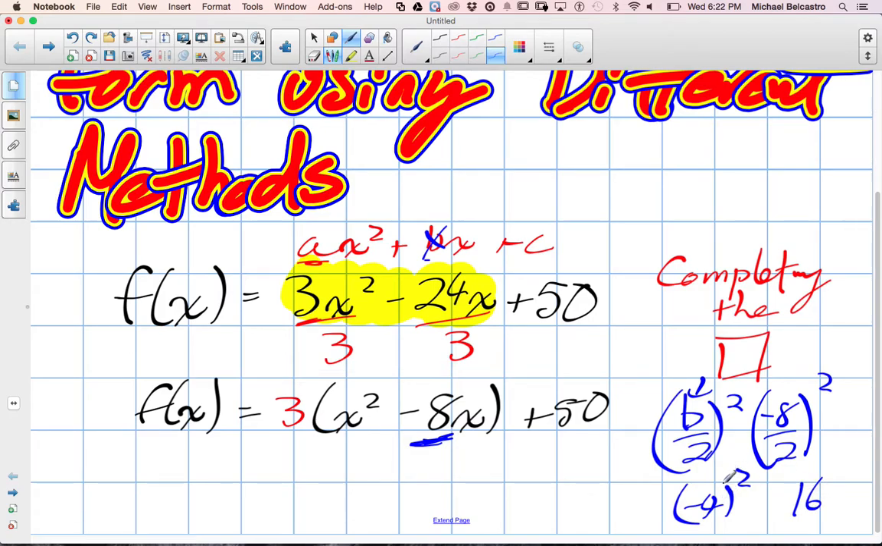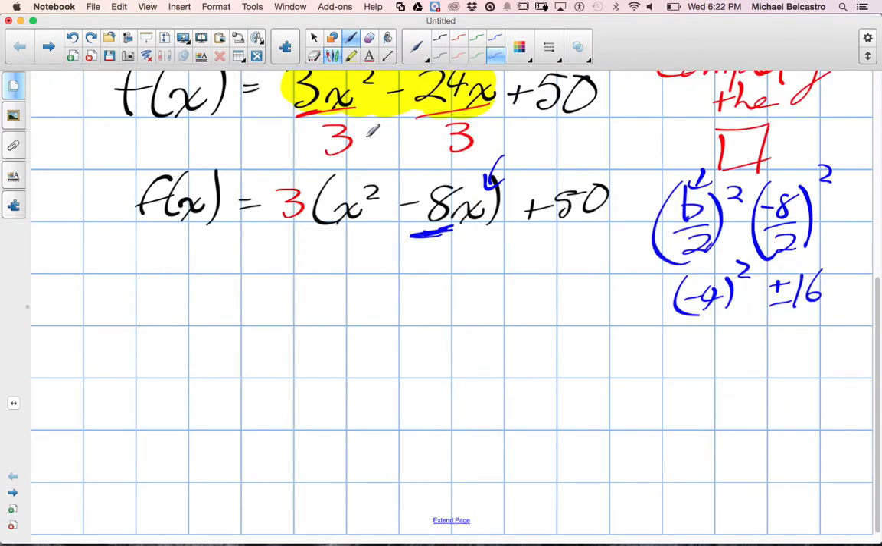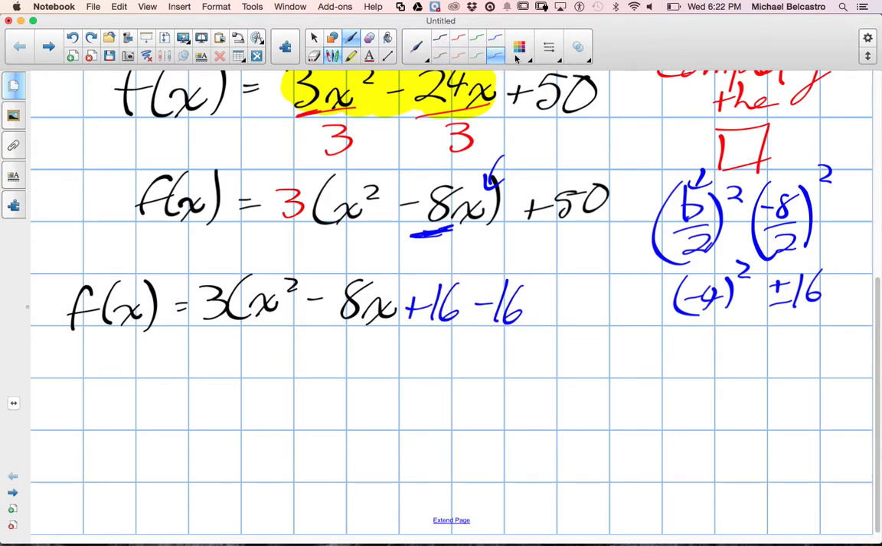So 16, we're actually going to add and subtract 16 within these brackets. Because if we add and subtract, it's like adding zero, so we haven't actually changed our function at all. So f(x) is equal to 3(x squared minus 8x plus 16, subtract 16) plus 50.